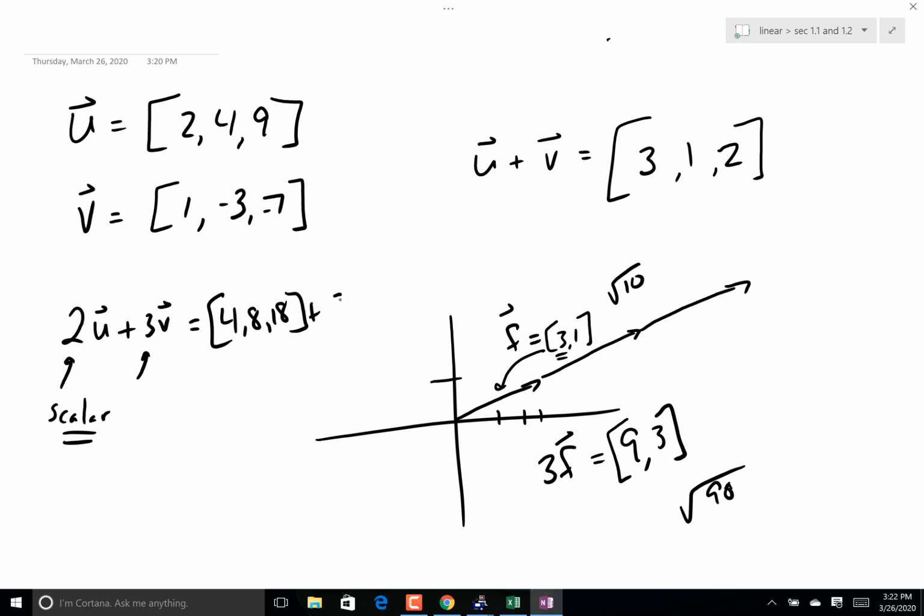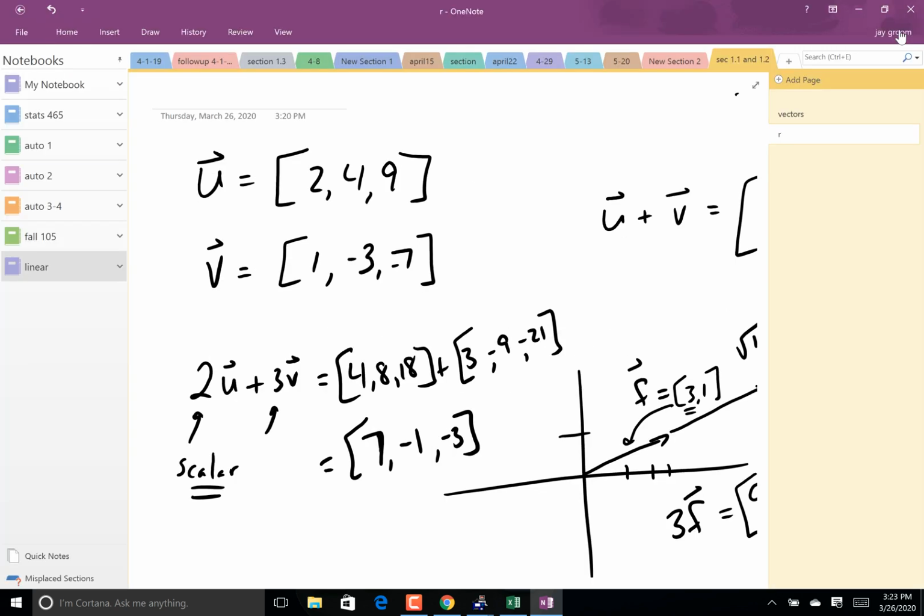And I'll do it in a couple of steps here so it's easier to see. Not for your benefit, for my benefit. I have a hard time doing math in my head some days. Getting older. 7, negative 1, negative 3. Bam, there's your answer. Nice. Okay.